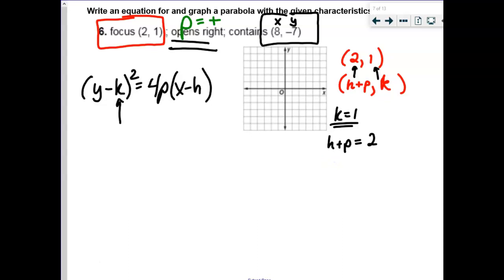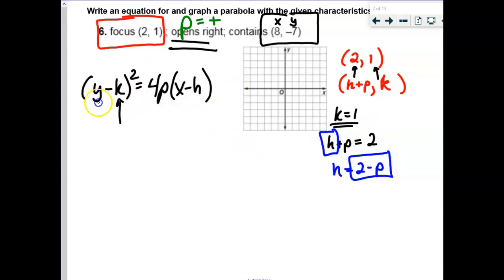Here's what I want you to do. We're going to have to substitute. I want you to solve for h. The other way would be much harder. So h equals 2 minus p. Very good. Keep that in your back pocket for a minute.